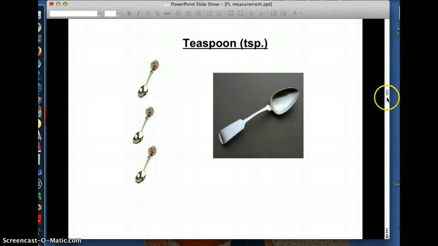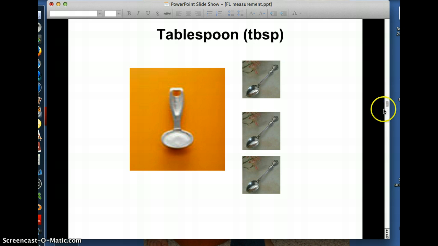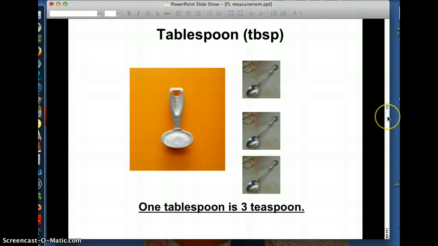Okay, so first you have teaspoons. So 3 teaspoons is 1 tablespoon. So 3 TSP is the abbreviation. Tablespoon is TBSP. The B is your table. All right, so then you have tablespoons is the next. So 1 tablespoon is 3 teaspoons. So there you go again.